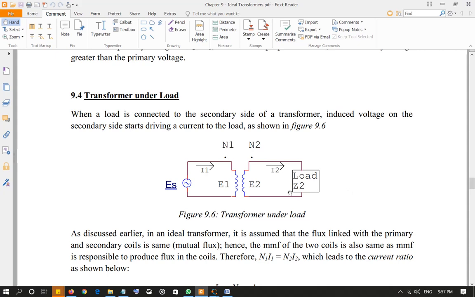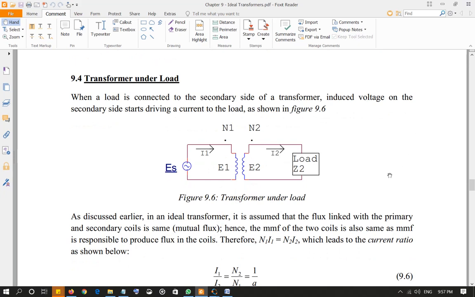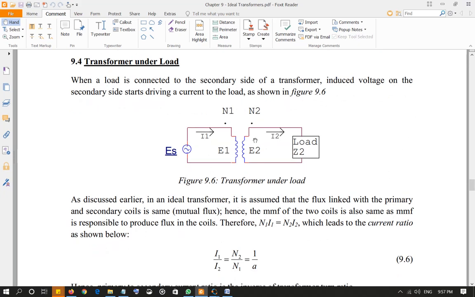That is when you connect a load on the secondary side. So when you connect a load on the secondary side, of course you have current in the primary side. Even if you don't have any load over here, you still have some current in the primary side. Once you put the load on the secondary side, then the current starts flowing on the secondary side as well. Now we discussed that the flux is mutual, hence the MMF produced by the primary and secondary are the same.